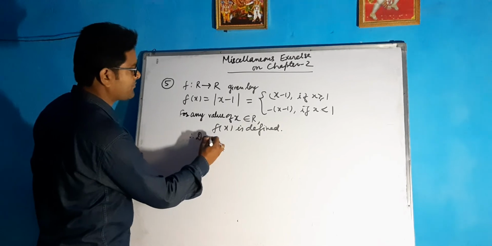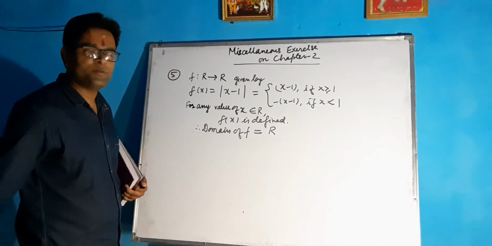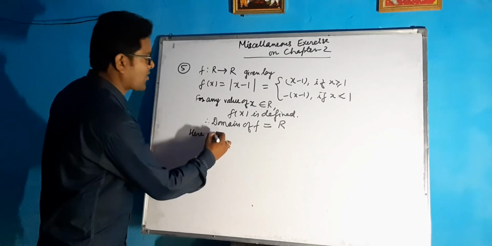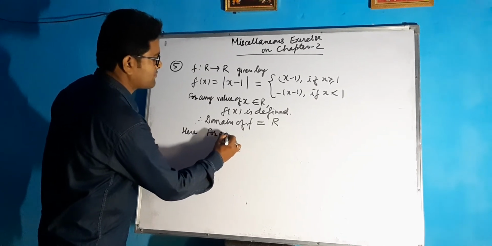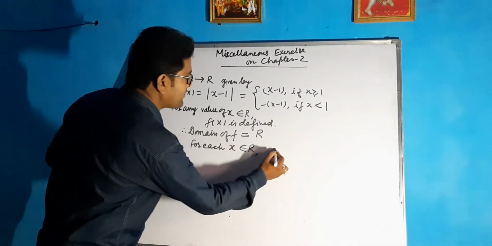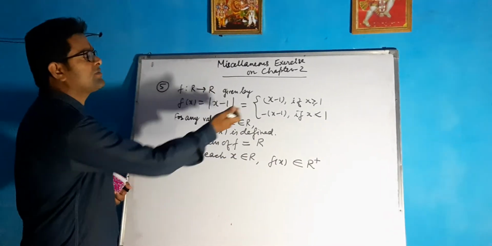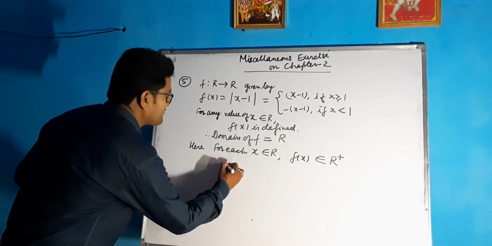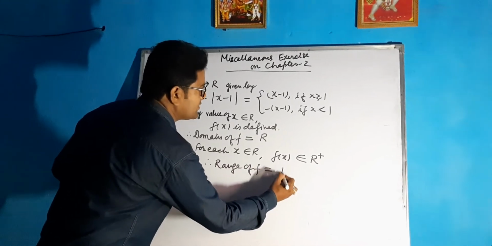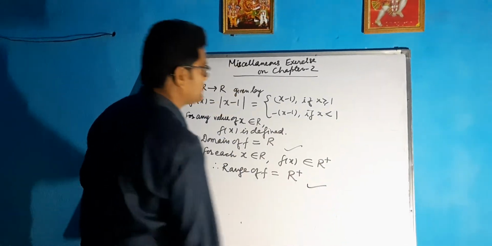Therefore, the domain of this function f will be R. And then what will be the range here? For each x belonging to R, we are getting f of x belonging to R plus, a positive real number always. So therefore, the range of this function f will be the set of positive real numbers. So this is the domain and this is the range.